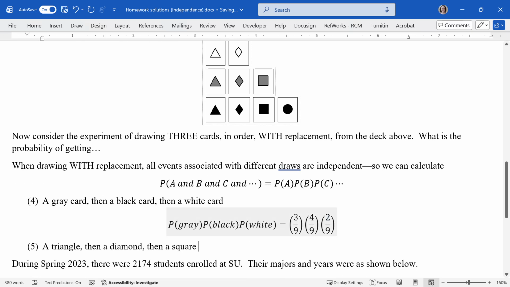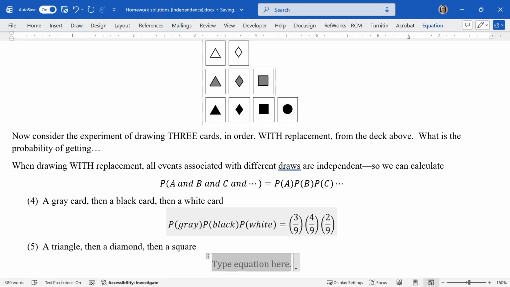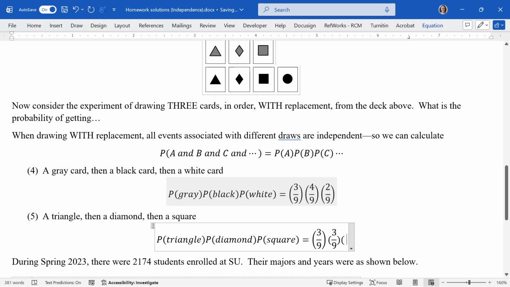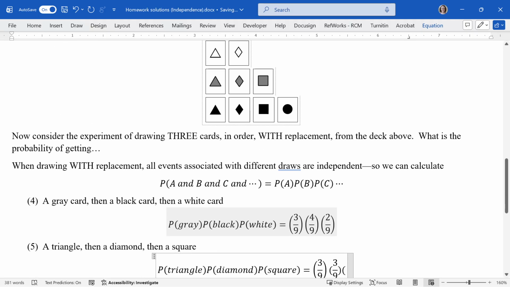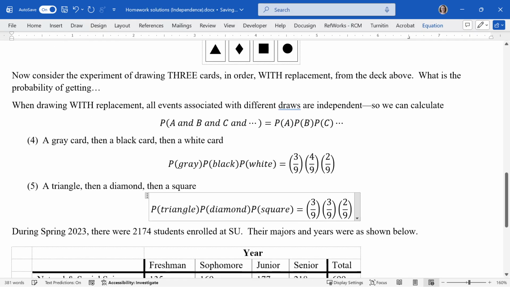Same deal for triangle, diamond, square, just different numbers. So probability of triangle times probability of diamond times probability of square. The probability of drawing a triangle is 3 out of 9. Probability of drawing a diamond is 3 out of 9. Probability of drawing a square is 2 out of 9.